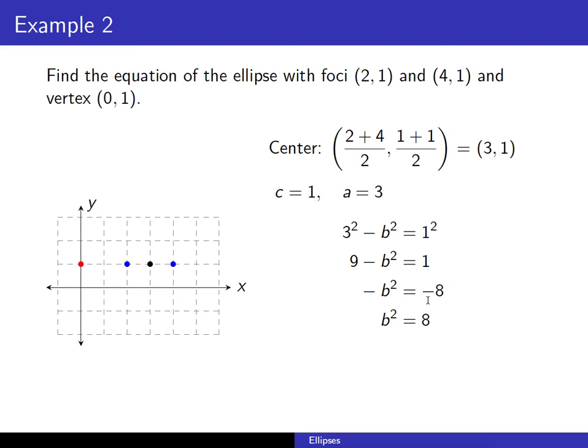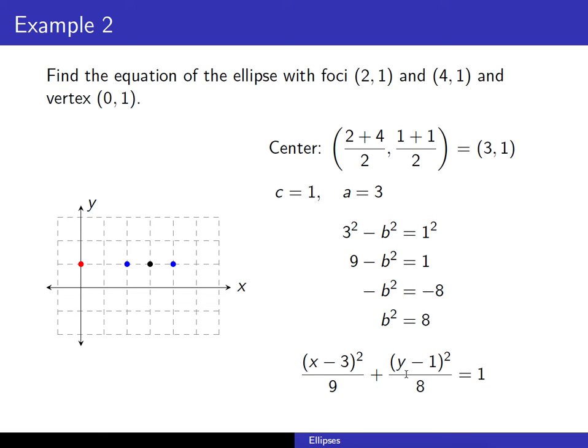Now, we could take the square root of both sides, however, we're just trying to find the equation. And for the equation, we need the coordinates of the center, which we already have, h and k, or 3 and 1. But we also need a squared, and we also need b squared. Well, a is 3, so 3 squared is 9. And we already have b squared, so we can stop right there at 8. If we took the square root, we would just have to end up squaring it again anyway, so rather than go through that, let's write our equation as (x minus 3) squared over 9, 3 squared is 9, plus (y minus 1) squared over 8 equals 1.